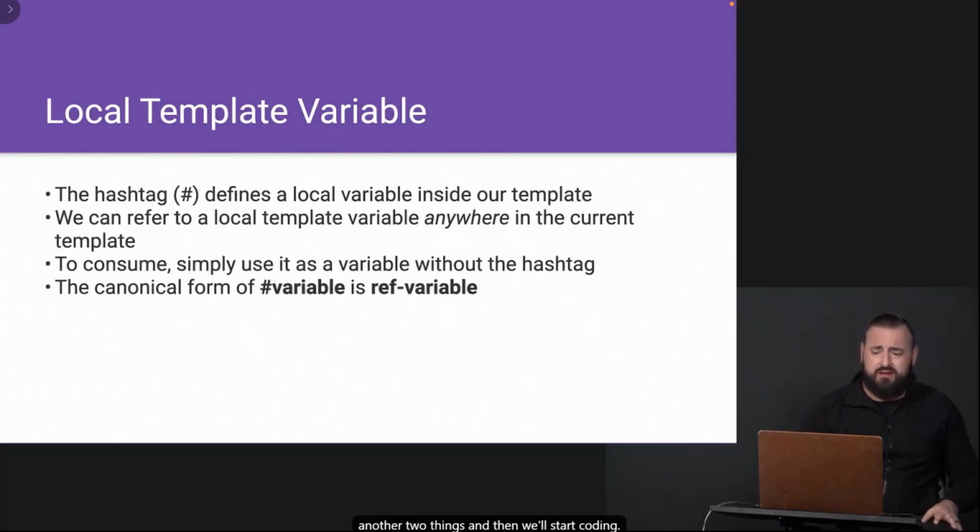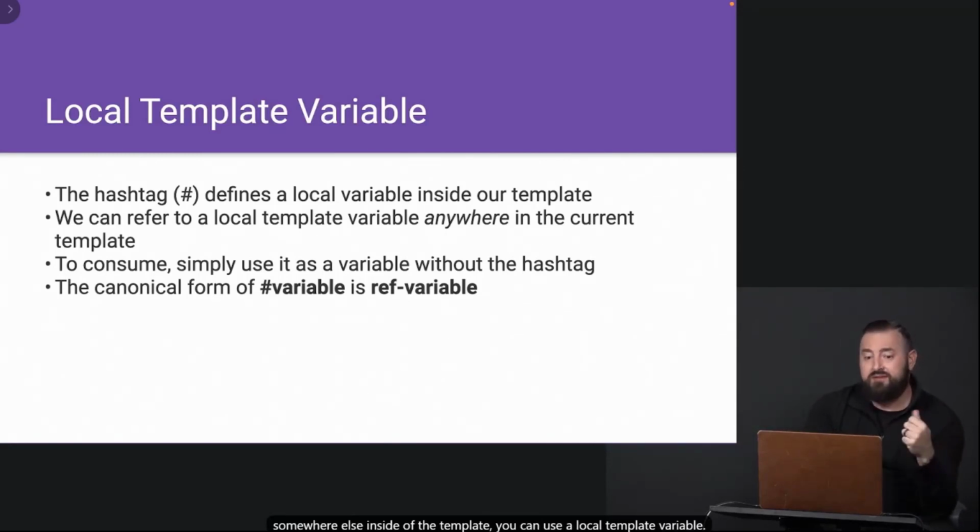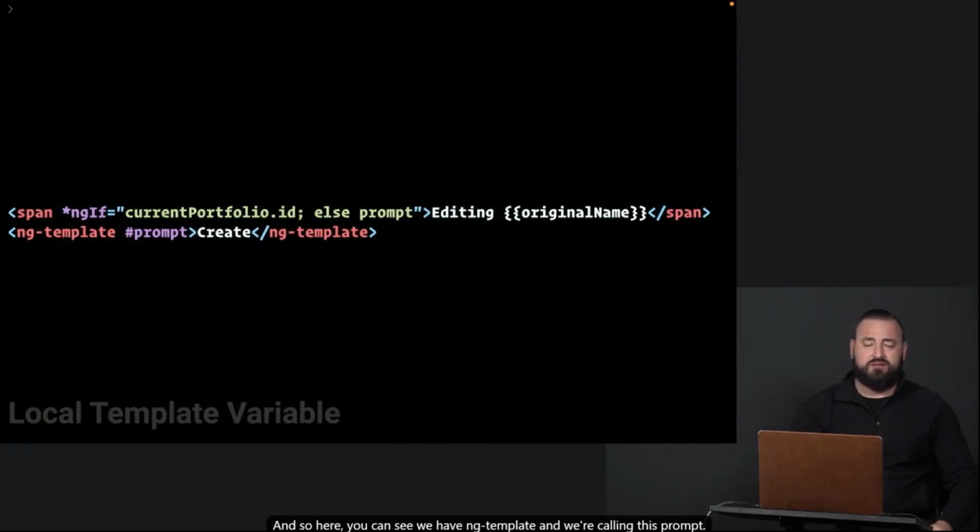Real quick, another two things, and then we'll start coding. If you want to reference a piece of your template somewhere else inside of the template, you can use a local template variable. The canonical form of this is hashtag and whatever you want to call it. This is very common when dealing with forms. Occasionally, something like server-side rendering will conflict with this, and you can instead use ref-variable, which is more of an HTML5 compliant form. Here, you can see we have ngTemplate, and we're calling this prompt. This is what I like about ngIf: if current portfolio ID, then render this, else render prompt. And we can see that prompt here is the second ngTemplate.